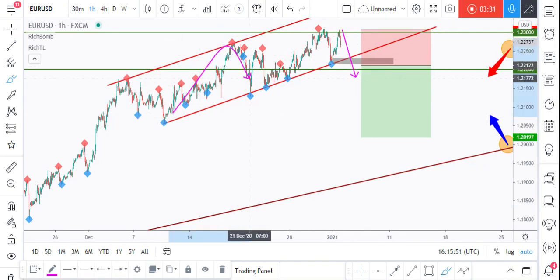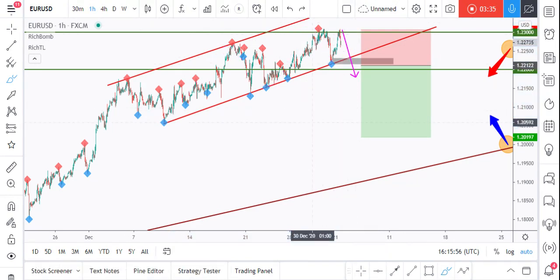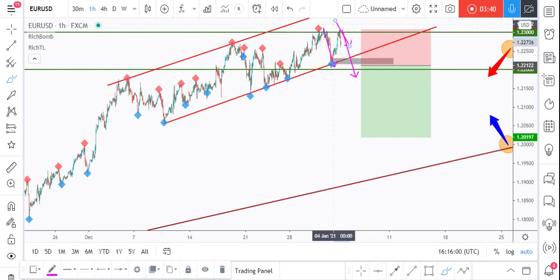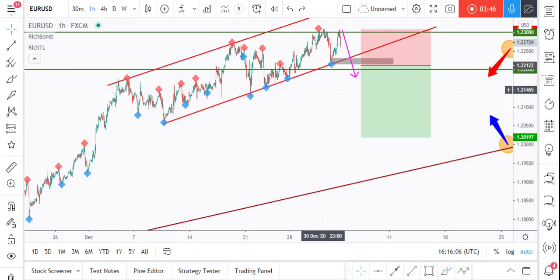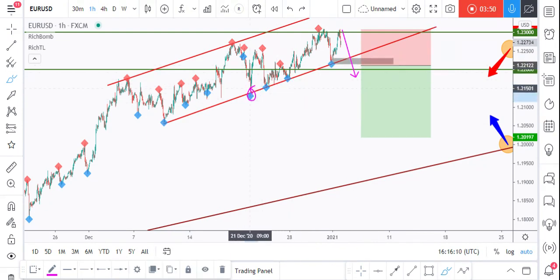As you can see, price is trading inside this rising channel, so it wouldn't be a good idea to sell just yet. As I always say, do not try to catch the exact tops and bottoms. Always wait for extra confirmation, and extra confirmation. That's why I'll be waiting for price to break the previous swing low. As you can see, it's making higher lows, right?